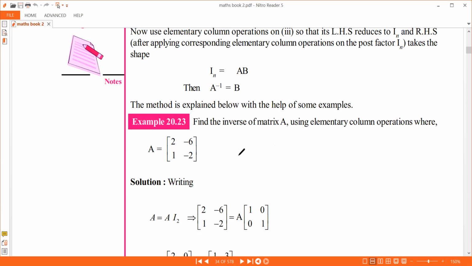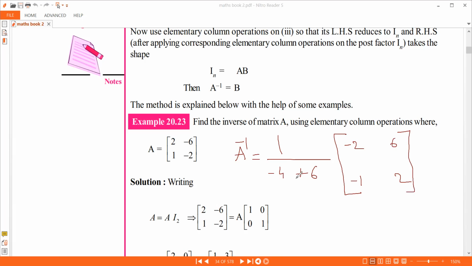So this is the matrix. A inverse we have to solve. So 1 by AD, that is minus 4 plus 6, right? And exchange these two, minus 2 and 2 exchanged. Put the negative signs, that is 6 and minus 1. Actually, so minus 4 minus 6. Minus 4 minus 6. 1 into 6, that is minus 6. Minus or minus is plus.